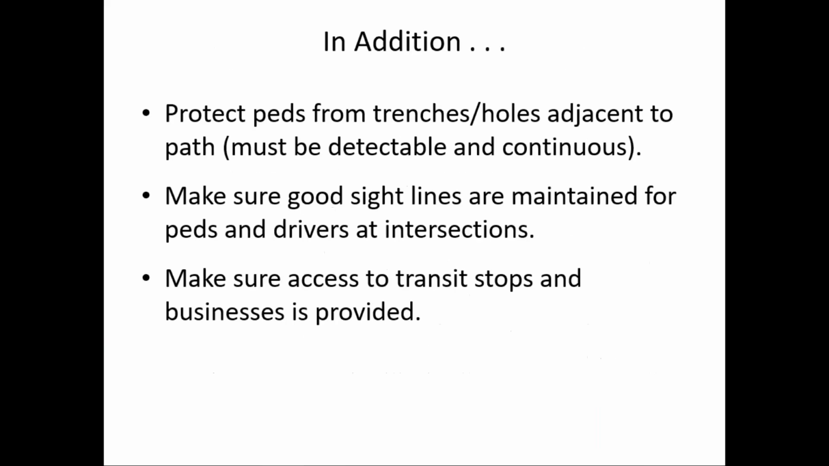In addition, in terms of safety, make sure we protect pedestrians from trenches or holes adjacent to the path. Again, have detectable edges to help guide the visually impaired, keep them on the path and away from those potential safety issues. Make sure good sight lines are maintained for pedestrians and drivers at intersections, and that may relate to signage or material storage or parked vehicles or whatever, but make sure good sight lines are provided at intersections. And then don't forget, make sure access to transit stops and businesses is provided.